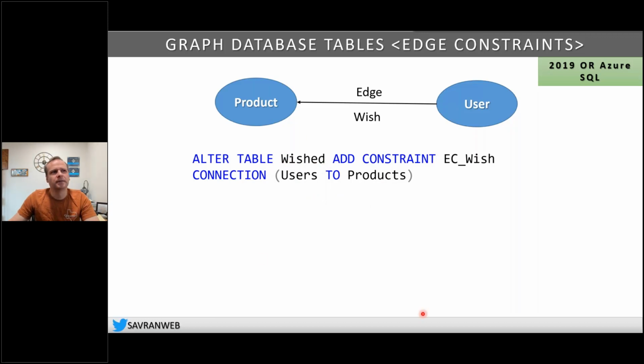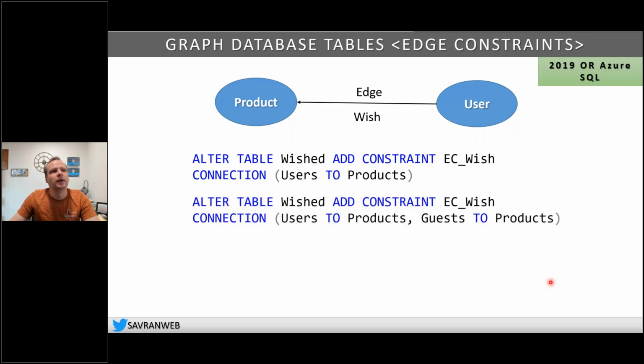This can get more complex. This is only one relation, but actually it accepts multiple. So here I'm saying, okay, this wish can go from users to product or guests to product. You can actually have multiple if you like.